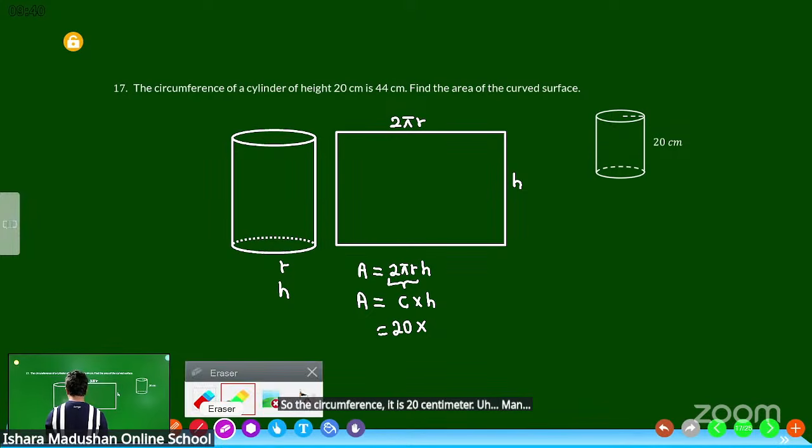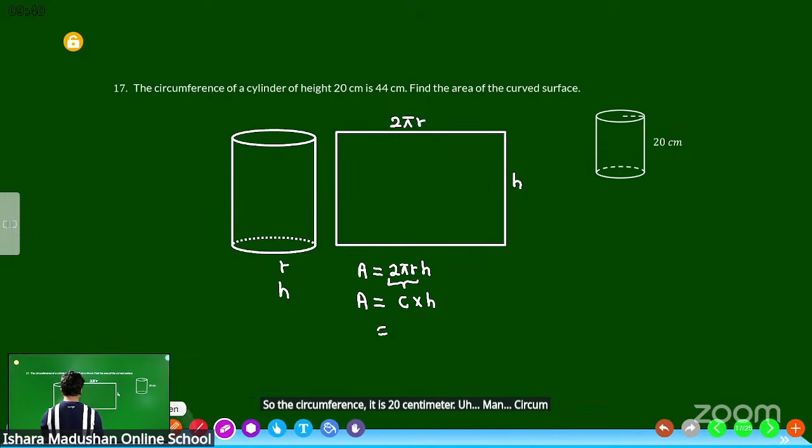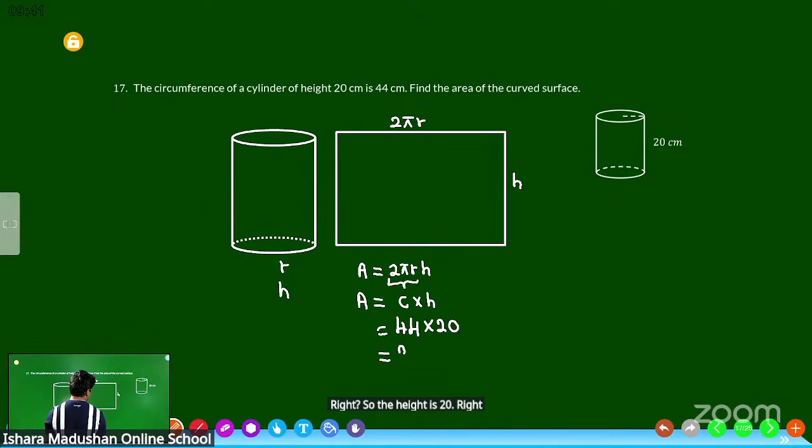The circumference is 44. Right? So the height is 20. So 44 into 20 should be 880 centimeters squared.